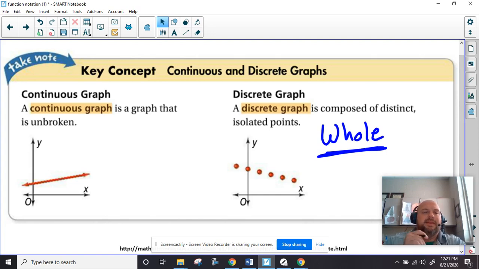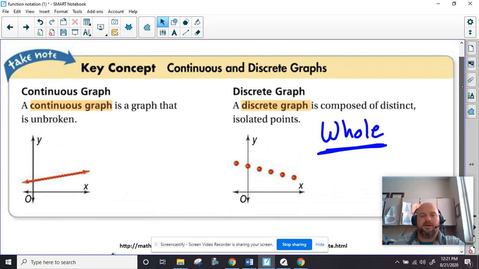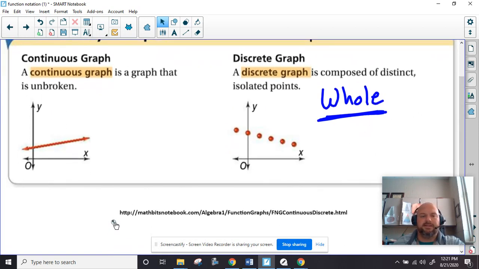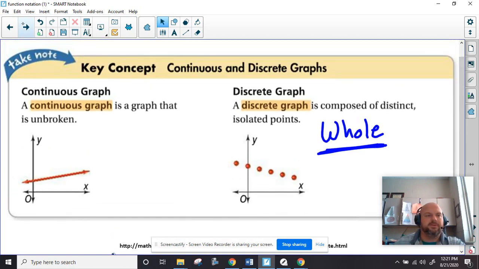Continuous and discrete. A continuous graph is something that's unbroken, and discrete is like distinct isolated points. All right. The big thing I want you to know about this is that when we're looking at these, we're looking for whole things. Okay. Whole. Now, there is a link that was down here. I could show you, but I'm not really worried about that. You can actually Google that if you want to.